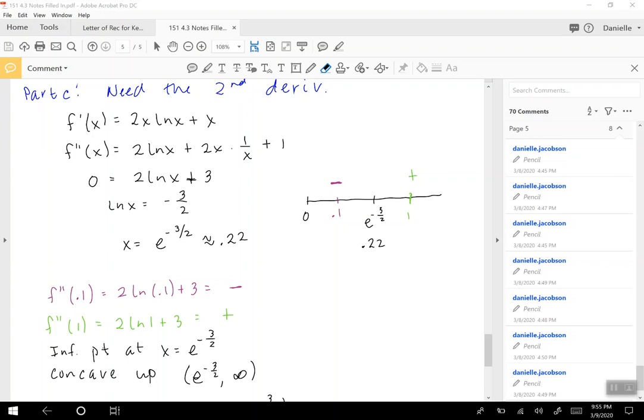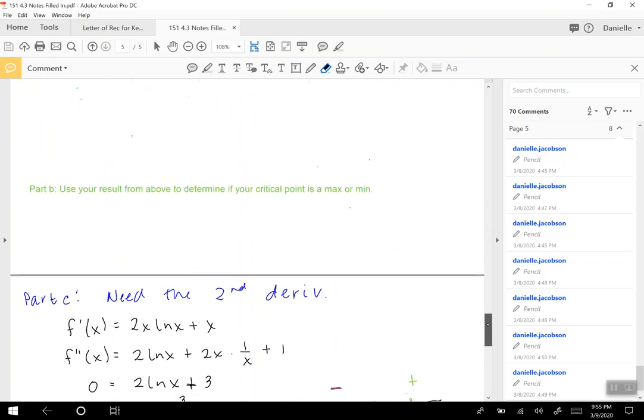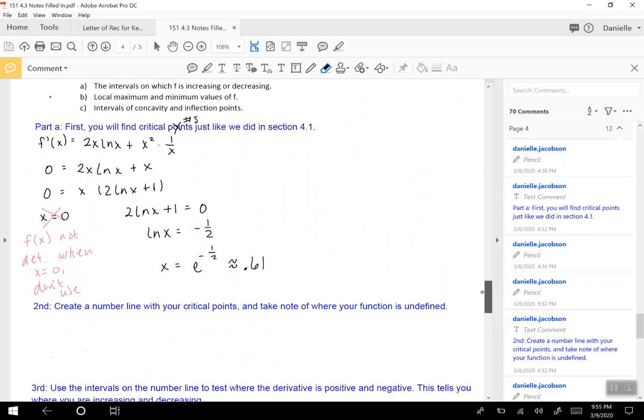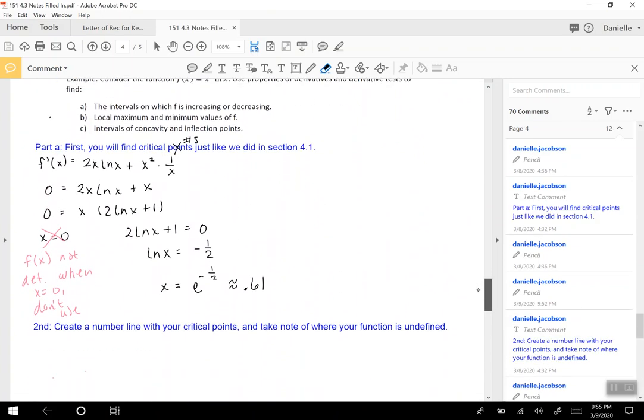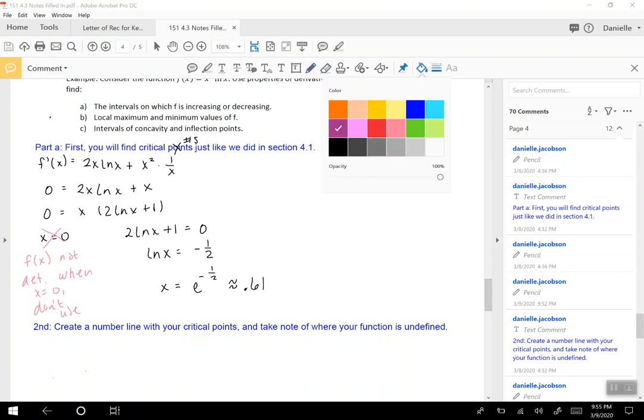Hi everyone, I made just a small mistake on my first video with the positives and negatives. So where I left off in the first video of this example, I was performing the first derivative test. I took the first derivative, set it equal to 0 to find the critical numbers. We got one critical number, and that was at approximately 0.61.